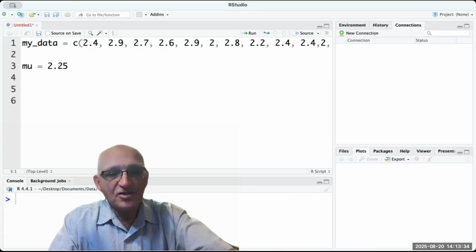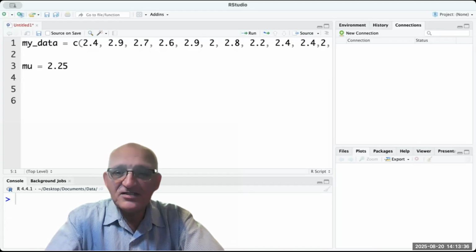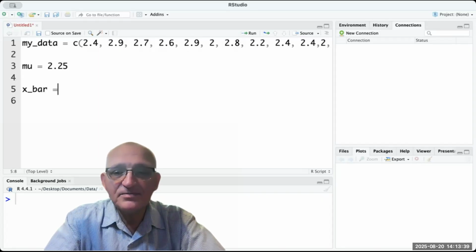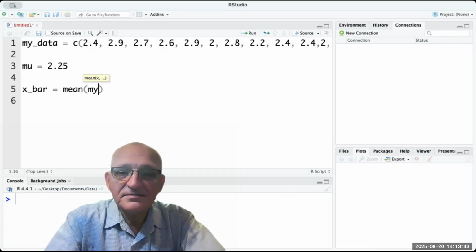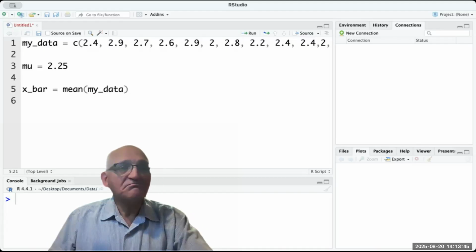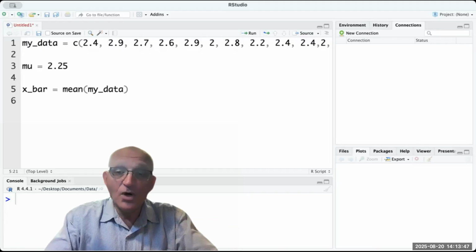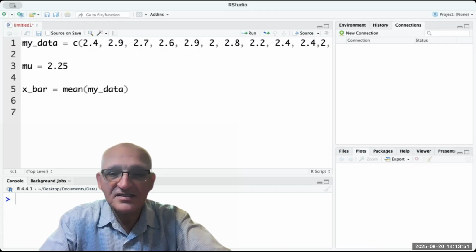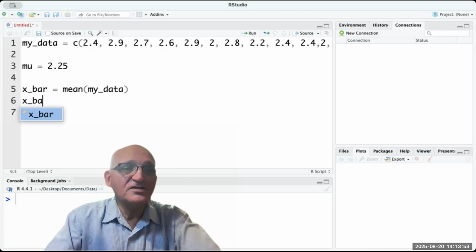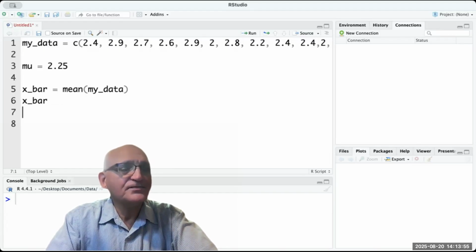So try always to use variables, not numeric values. So for example, here I'm going to say x bar. So let's call it xbar. xbar is the mean of my data. That's it. It will store it. If you want to see it on the screen, you can say xbar, so it will print it out for you. You don't have to.